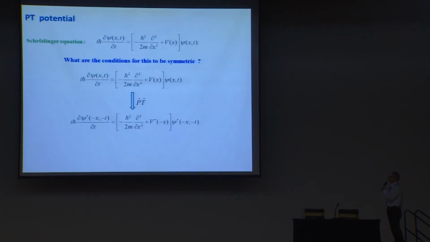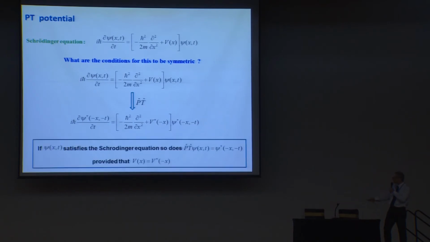Now, if you have a Schrödinger equation, these are the conditions to be PT symmetric, where you get t to minus t, x to minus x, complex conjugate, etc. And when you do this, if the wave function satisfies the Schrödinger equation, so does this PT operator acting on it, provided that this condition is met. So this is your condition to have this PT symmetry.